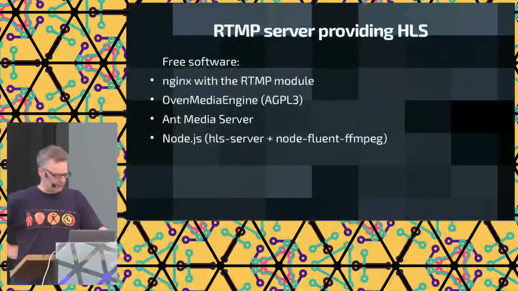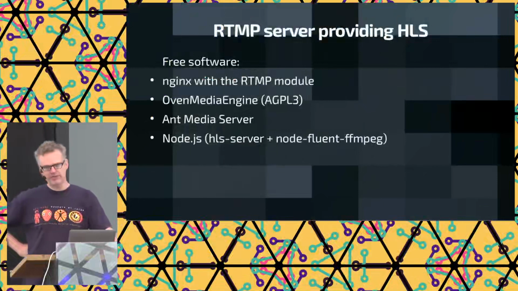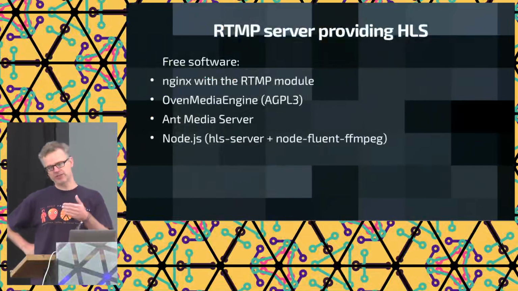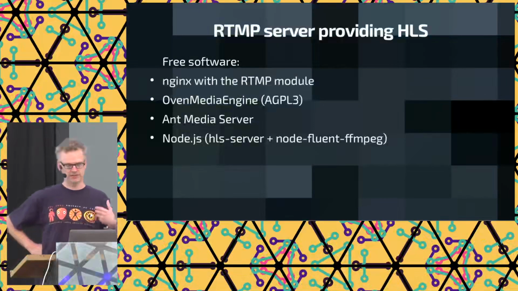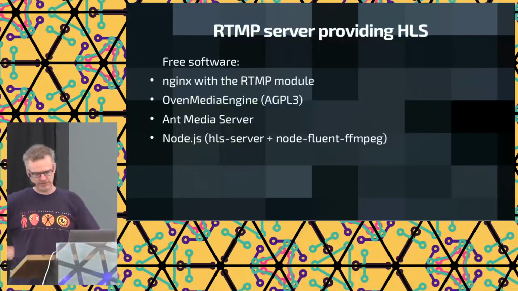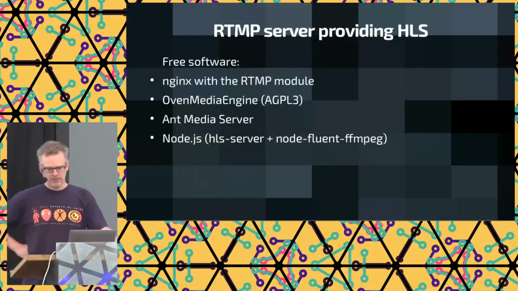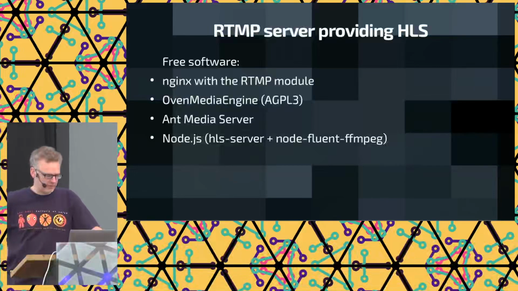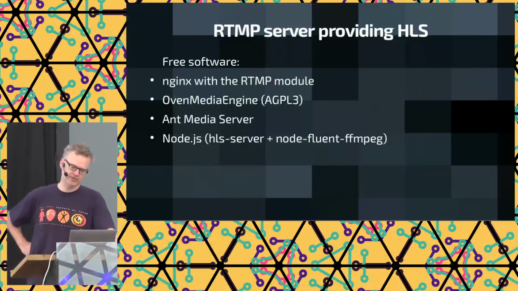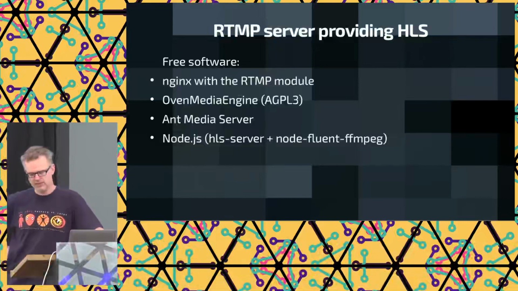So what we want to do is stream the camera image via RTMP to an RTMP server, and the RTMP server will provide HLS, which can then be streamed to the browser. And in terms of free software, there are 4 that I'm aware of. There's Nginx with the RTMP module, which is by far the most popular option, and it's also easy to set up. It's what I'm using today.